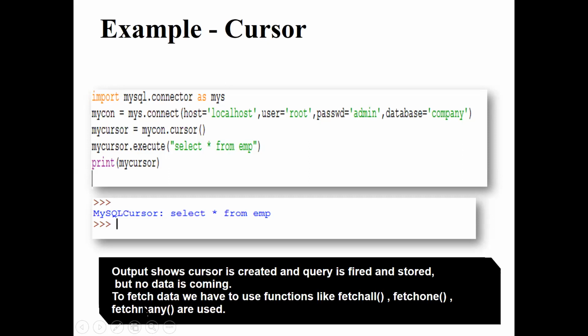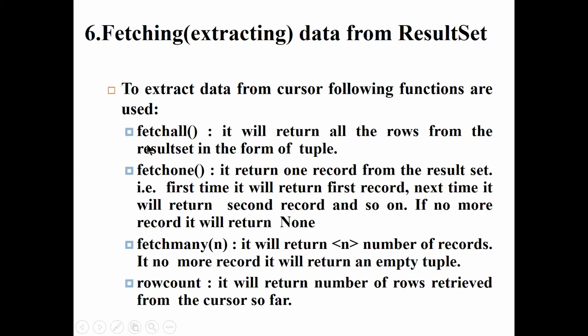But no data is coming. To fetch the data, we have to use functions like fetch all, fetch one, and fetch many. Fetch all, as the name implies, will fetch all the information in one go, and it will be in the form of a tuple. Fetch one will fetch only one record at a time. Fetch many, the number of rows that you want to fetch, you have to pass as a parameter. That many rows will be fetched from the result set. And then row count is another attribute which will tell you how many rows have been retrieved from the cursor so far.